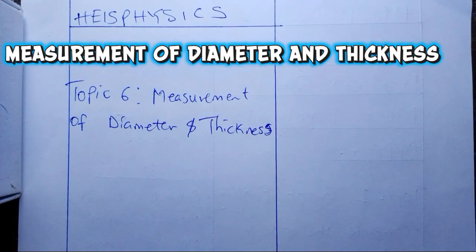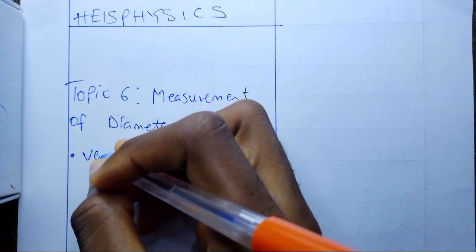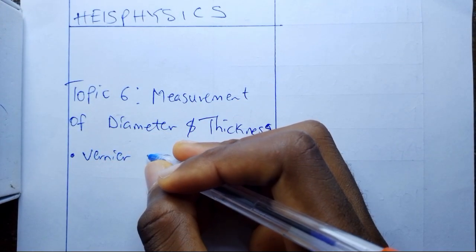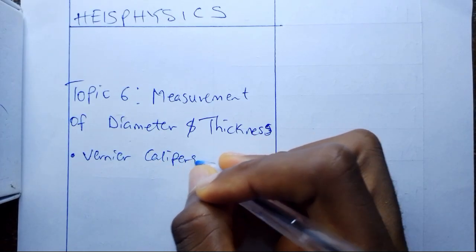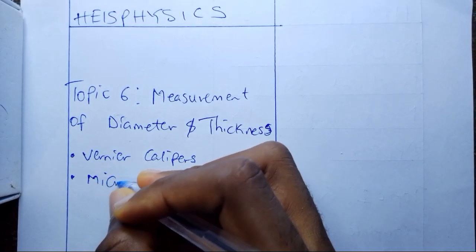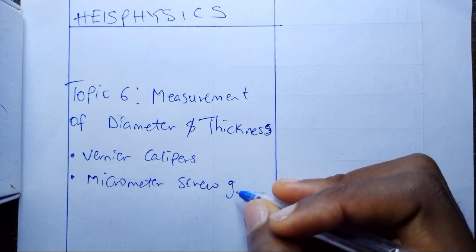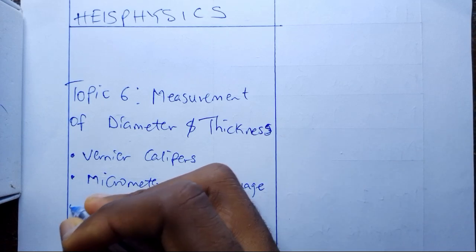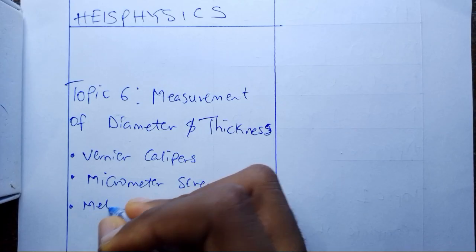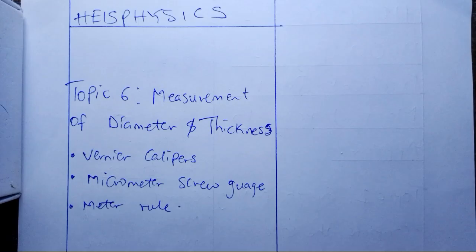NECO may test your ability to use Vernier calipers. You might be tested to use a Vernier caliper, micrometer screw gauge, and a meter rule. Practice reading these instruments before the examination. These questions are often straightforward if you know how to read the scales correctly.